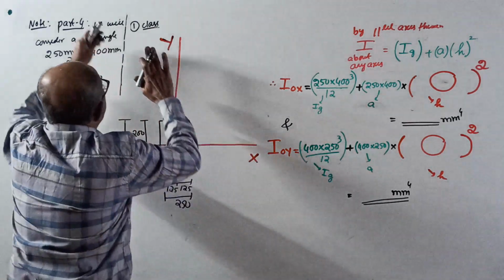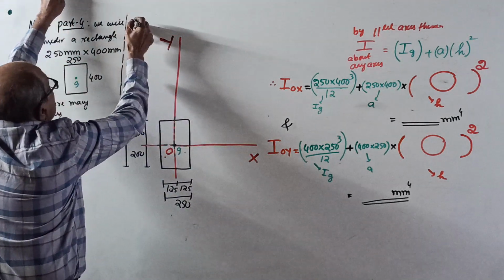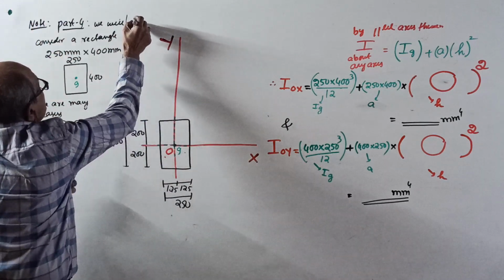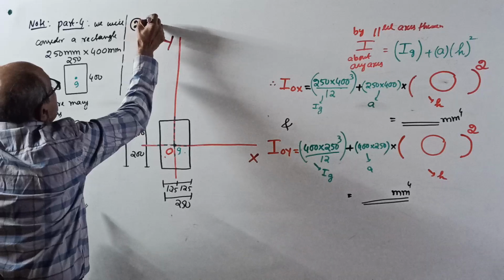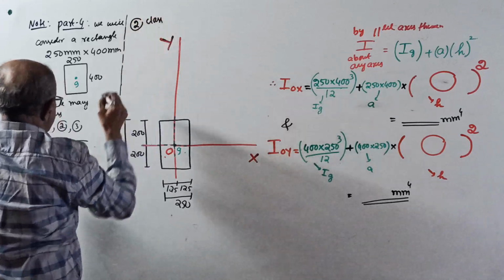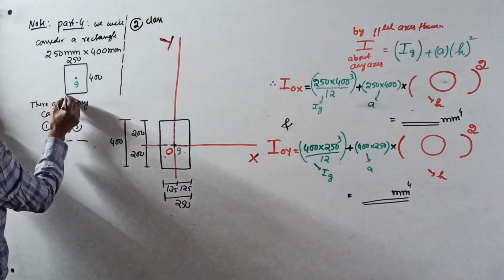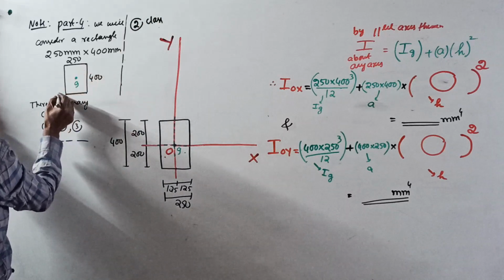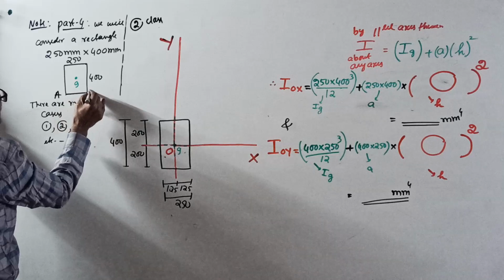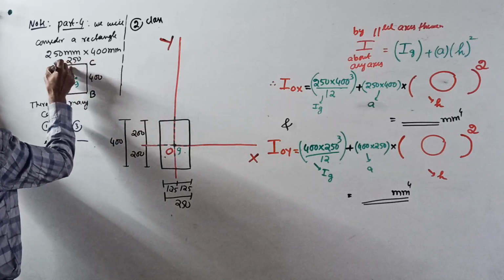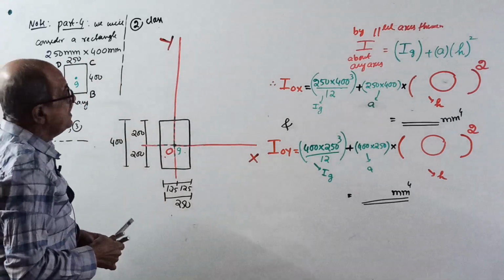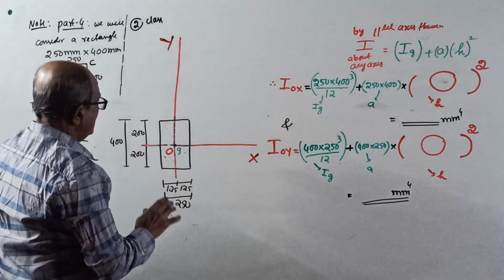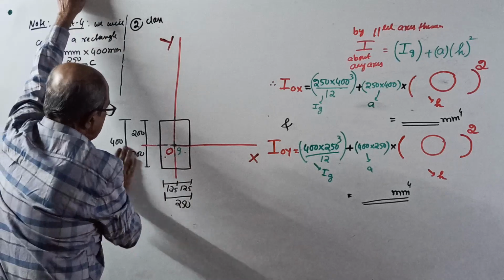Now see, the second case, second question. Every question I am dictating in the class. I will do one thing now: these 4 corners I will name A, B, C, D. There is a reason for it. Now, second question, class.